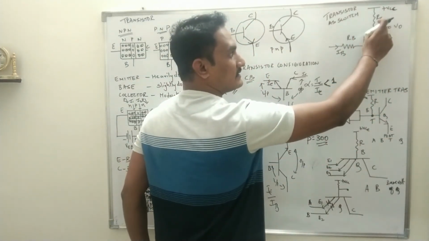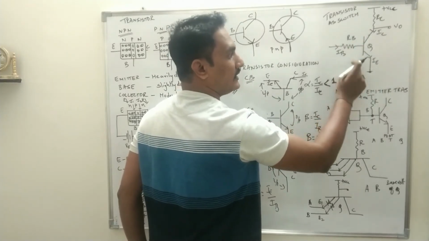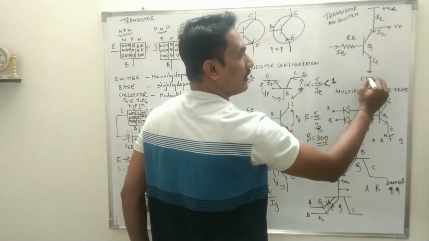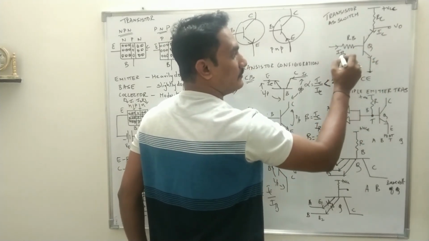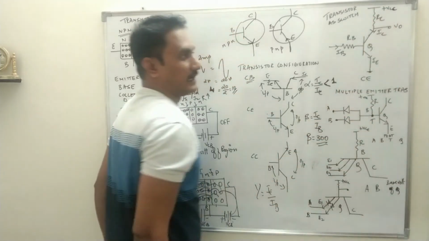RC is the collector resistance, RB is the base resistance. The emitter is common for input and output, so this is a common emitter configuration. Input current will be the base current and the current flowing through the transistor will be the collector current.